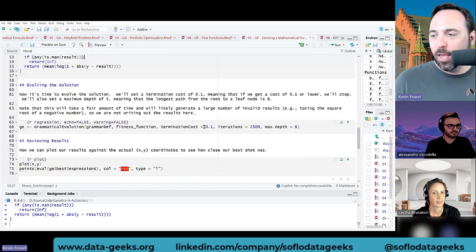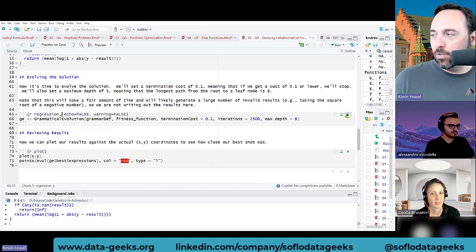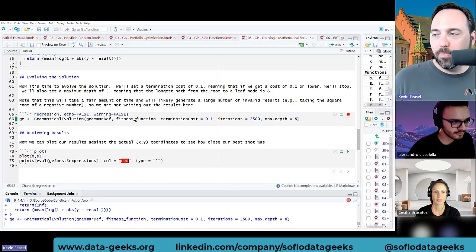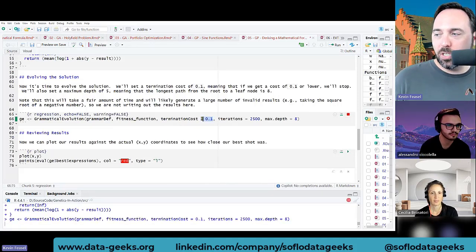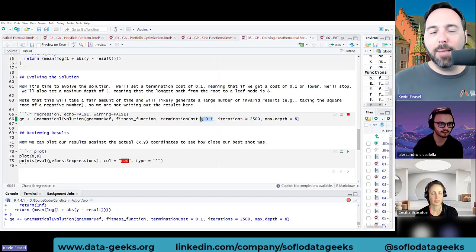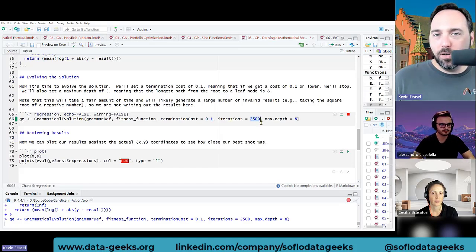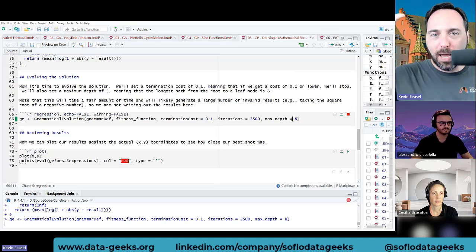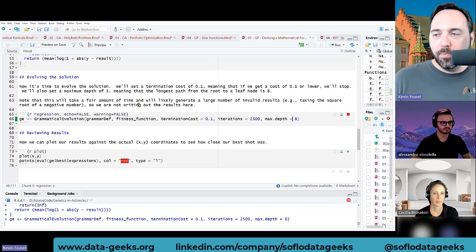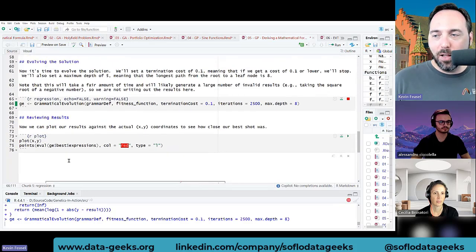So let's generate that, and we're going to build a solution. Now here, my termination cost will be 0.1, which means that it'll stop if I ever find a cost that's within 0.1 of the correct answer. I'll go 2,500 iterations, and I'm allowed to go 8 levels deep. So my tree can go up to 8 levels deep. These are all controllable functional values, parameters for input. And unfortunately, this is going to take a little while.